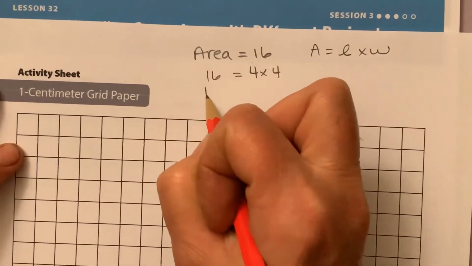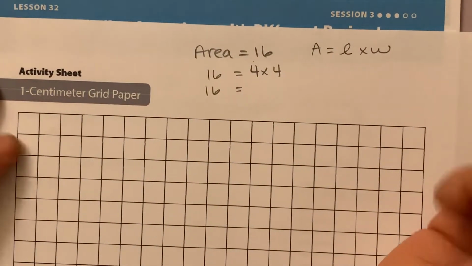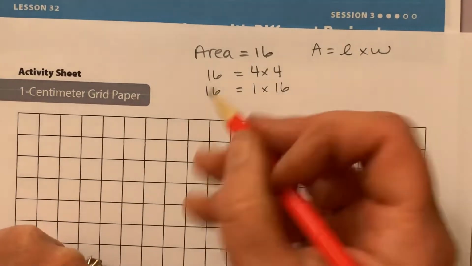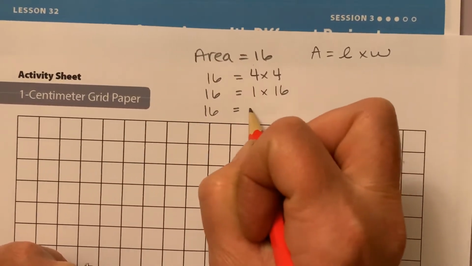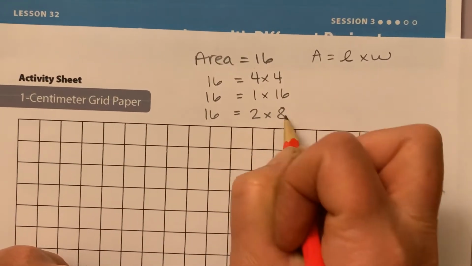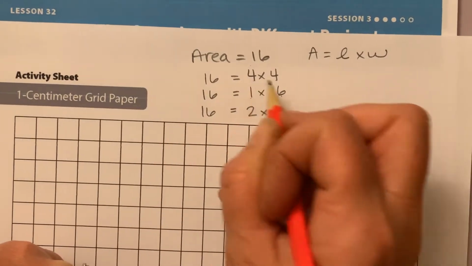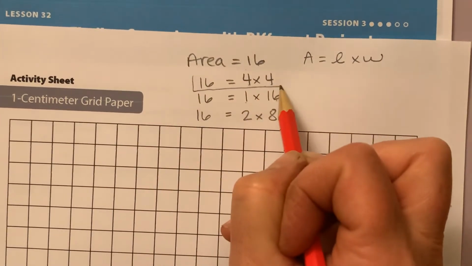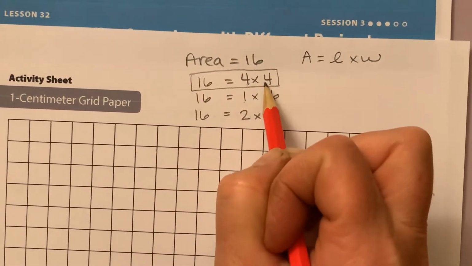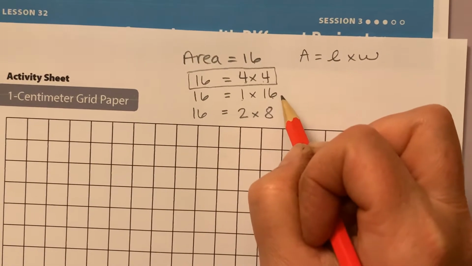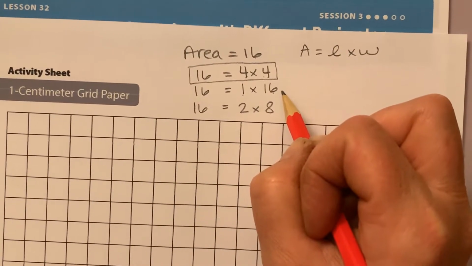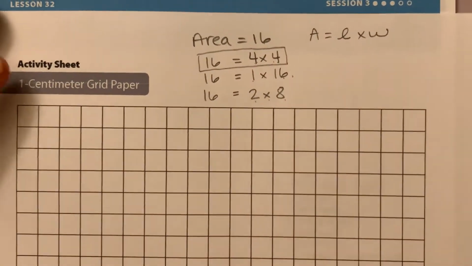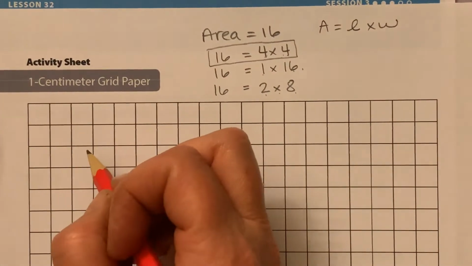What's another way that we can find 16? It is also 1 times 16. Is there another way to find 16? There is 2 times 8. So 2 and 8, 1 and 16, and 4 are all factors of 16. So we already had a rectangle, or sorry, a square, that's a 4 by 4. Could we draw a rectangle that's a 1 by 16? We could. Can we draw one that's a 2 by 8? We could. So we could try 2 different types of rectangles.